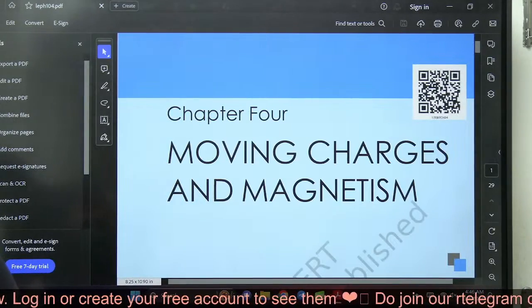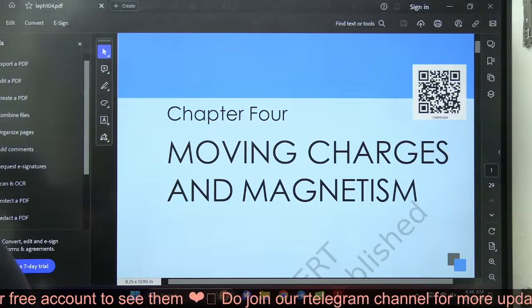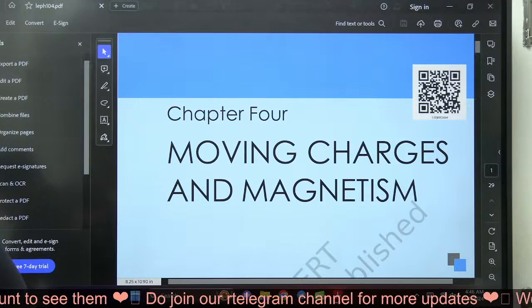Yes, formula for equivalent capacitance. I just told you, Srija, whenever it is series, you use the parallel formula. Whenever it is parallel, you use the series formula.